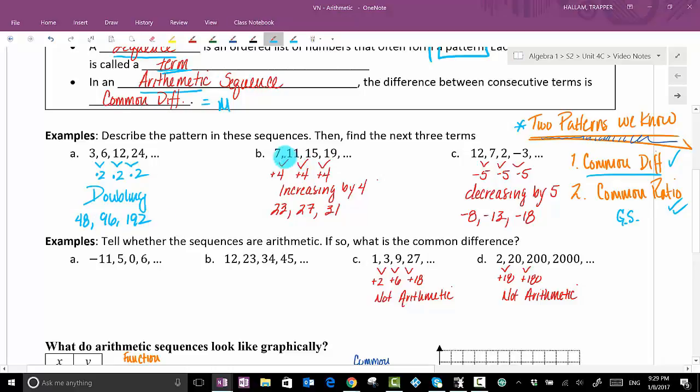All right, and you can look here. Here's another set of sequences. This one happened to add up, which means it's increasing by 4. We get 23, 27, 31. And you can take a look at that example there.